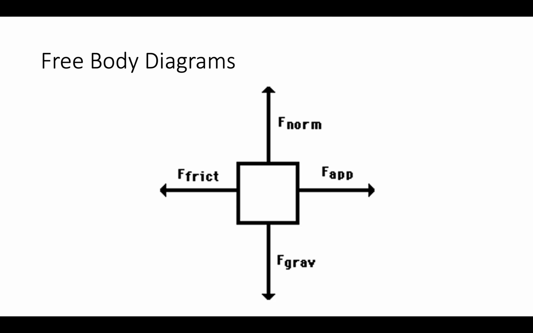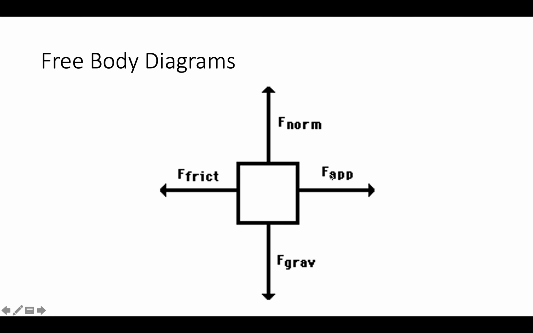Okay. Here's an example of a free body diagram. You want to draw a square to represent your object. So this is your object. We just tend to always draw a box or a square. If this object is sitting on a surface, you would have the force of gravity pulling down. And then because it's on a surface, you would have the normal force pushing up on the object.